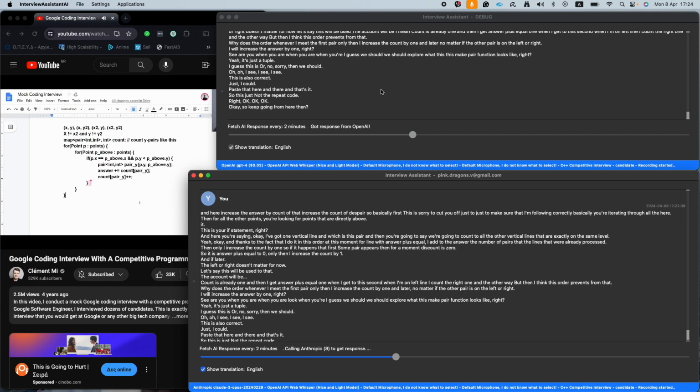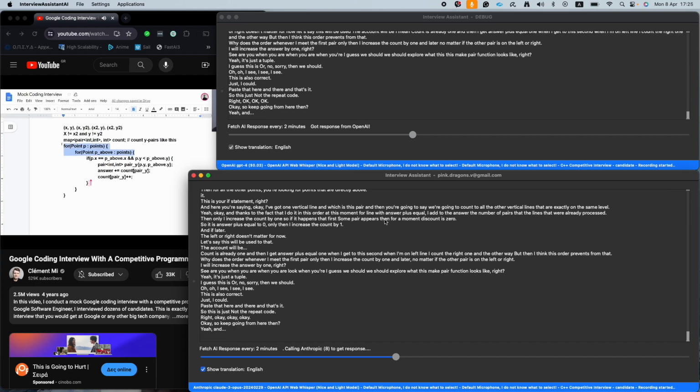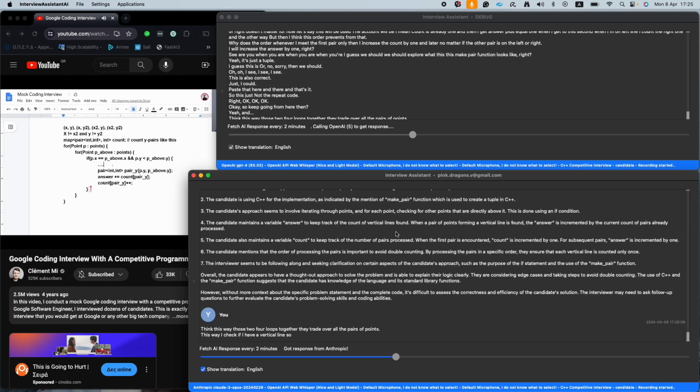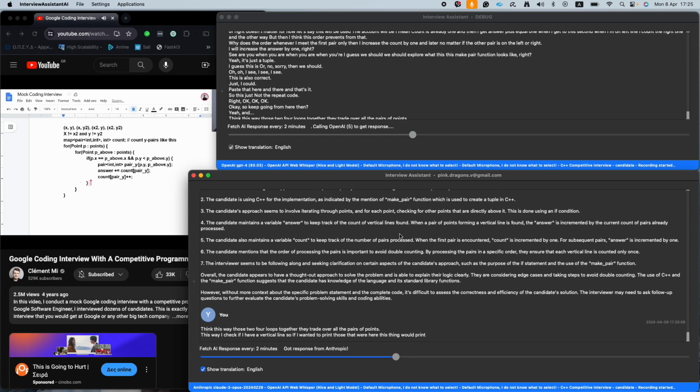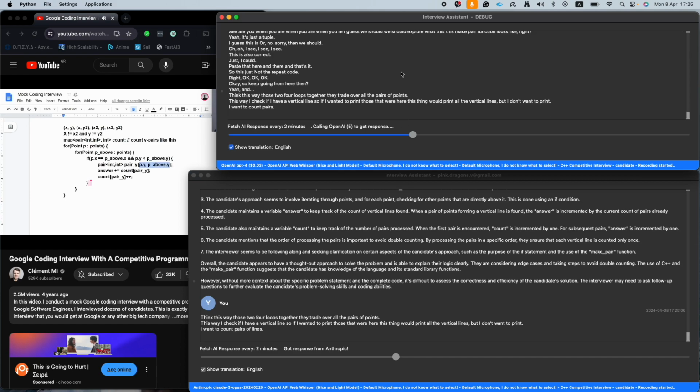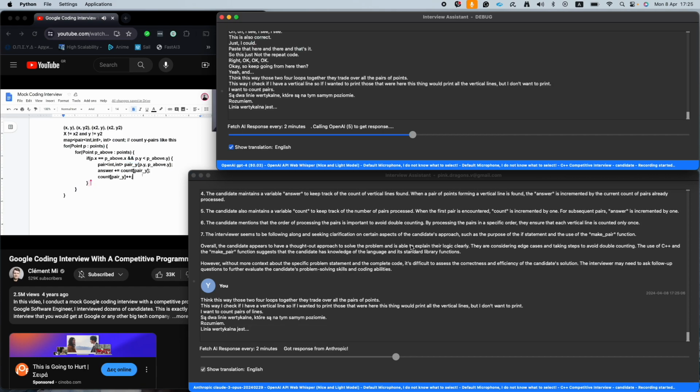I think this way, those two for loops together iterate over all the pairs of points. This way I check if I have a vertical line. So here, if I wanted to print those pairs, this thing would print all the vertical lines, but I don't want to print. I want to count pairs of those vertical lines that are on the same level. I see. Each vertical line is defined by pair y, and I want to count pairs that are the same.